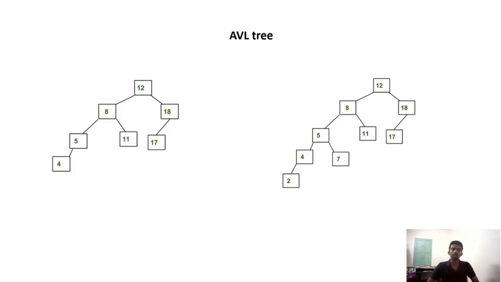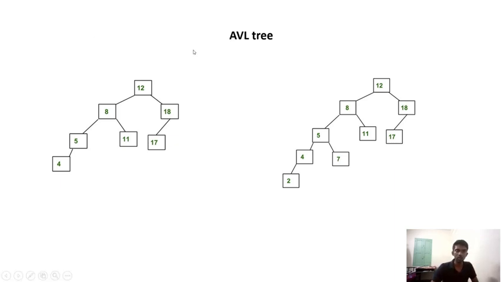So the AVL tree. What is the description of an AVL tree? As we discussed before, a balanced binary search tree. So an AVL tree is one such. It's a balanced binary search tree. So here we can see how a tree is said to be balanced.